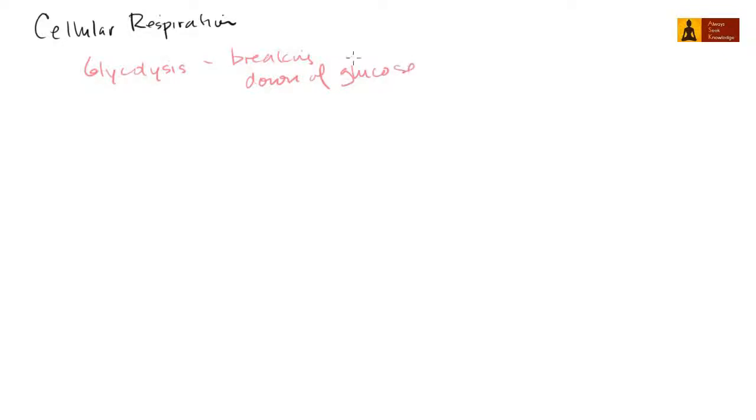We've already learned that cellular respiration can be broken down into roughly 3 phases. The first is glycolysis, which literally means the breaking down of glucose. And this can occur with or without oxygen.